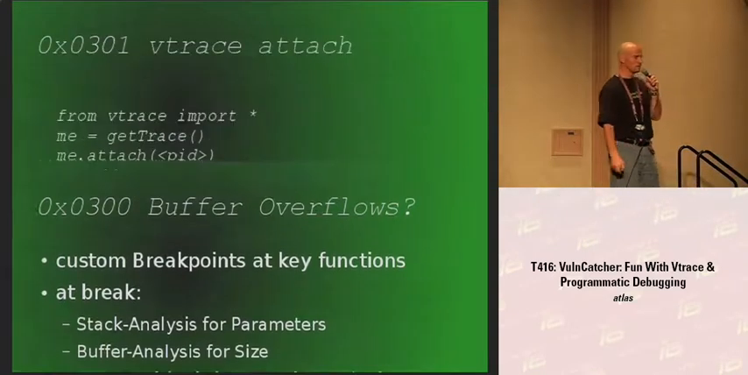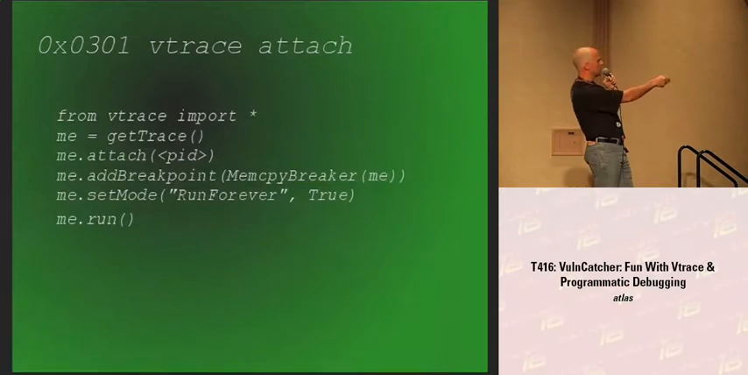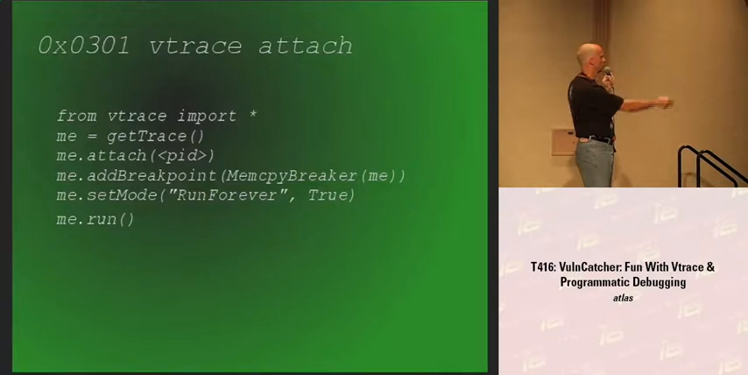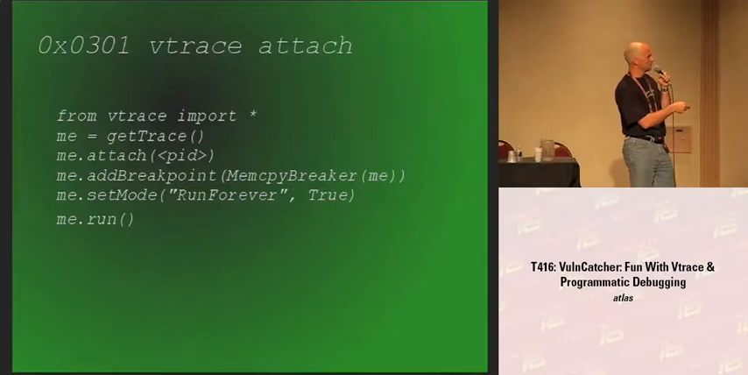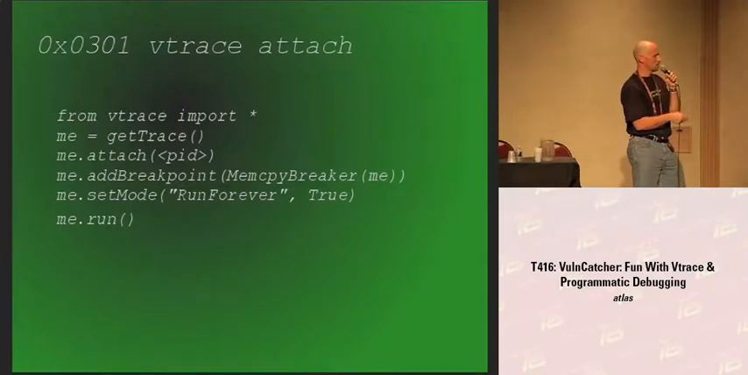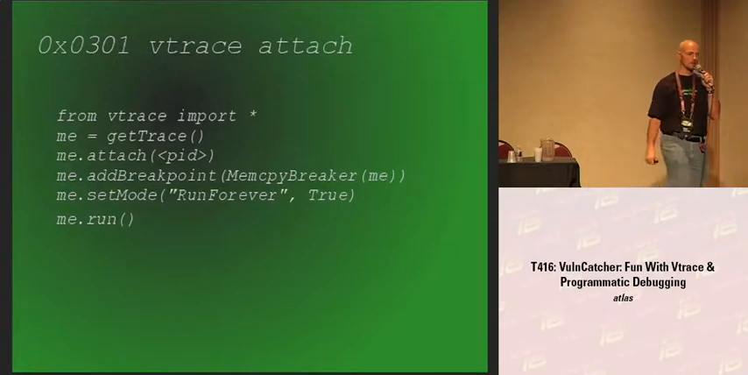Give you a little example of attaching with Vtrace. We start Python, we run from Vtrace import star, because that's how I roll. me equals get trace, and then attach to the PID. We add some breakpoints. I like to tell it run forever, especially in this type of work.